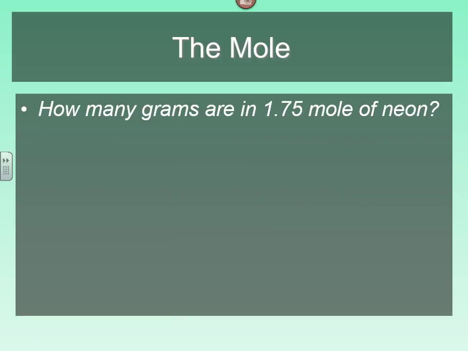Now we're going to add grams to the mix. Remember, the mole is the bridge from atoms to grams. How many grams are in 1.75 moles of neon? And it turns out we don't even need the atoms on this one because we're starting with moles. We're starting in the middle of the bridge. Should we change this one up here? It says 1. Oh yeah, let's change it on your page. Sorry, I forgot there's a typo. 1.75 moles of neon, please.